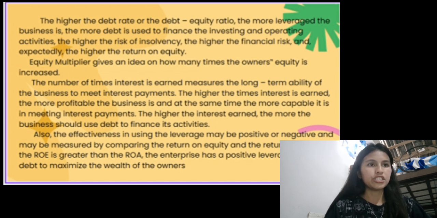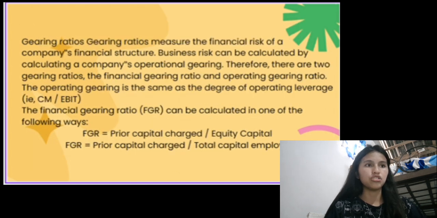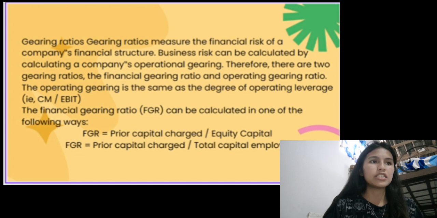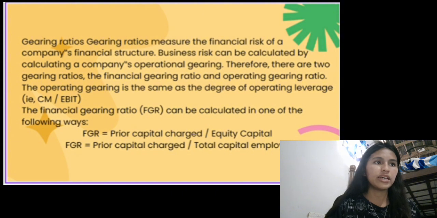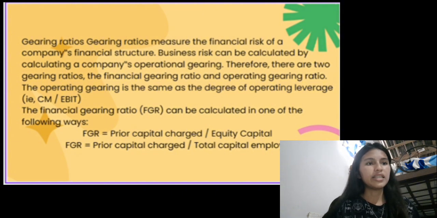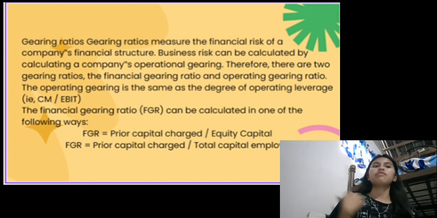So, gearing ratios measure the financial risk of a company's financial structure. Business risk can be calculated by calculating a company's operational gearing. Therefore, we have two gearing ratios, the financial gearing ratio and the operating gearing ratio. The operating gearing is the same as the degree of operating leverage. So, the financial gearing ratio or FGR can be calculated in one of the following ways.